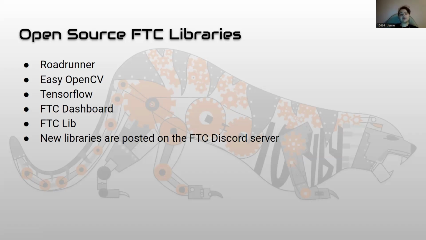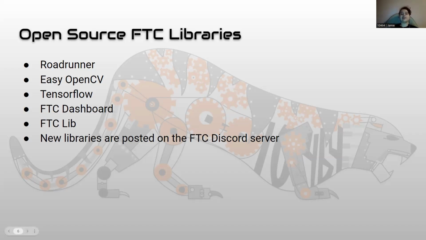There is FTC Dashboard, which allows you to view the status of different variables while a program is in progress. So you can hook your control hub up to a computer and watch as variables, say the position or velocity of a certain motor at a given time, watch how those progress throughout your program.